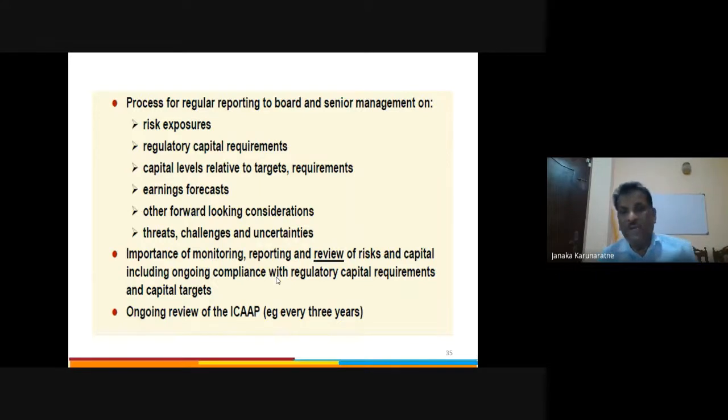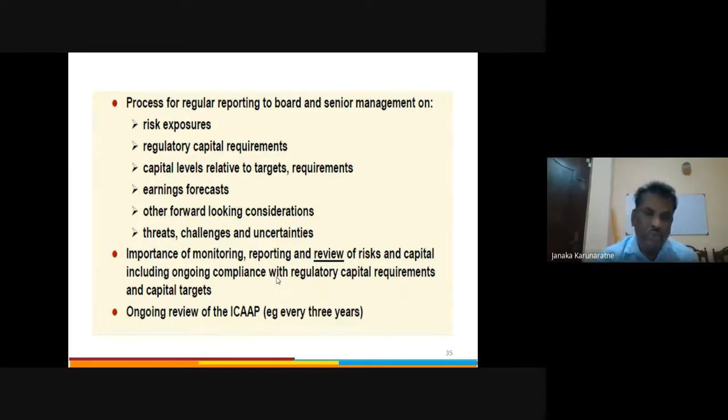Importance of monitoring, reporting, and review of risk and capital, including ongoing compliance with regulatory capital requirements and capital targets. Very important. Ongoing monitoring, reporting, and review of risk and capital, including ongoing compliance with regulatory requirements and targets. Ongoing review of ICAP, for example every 3 years.